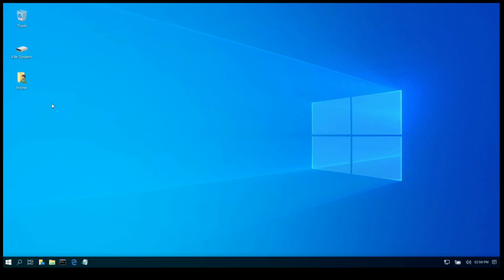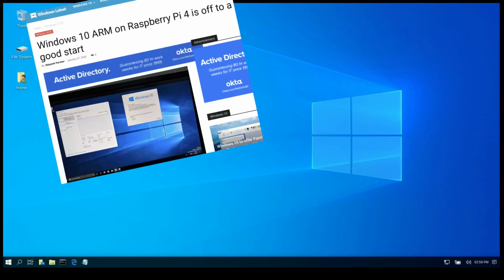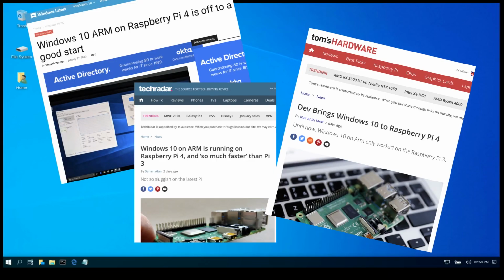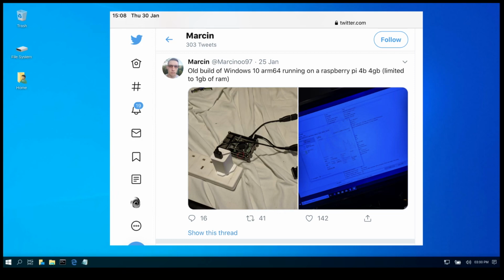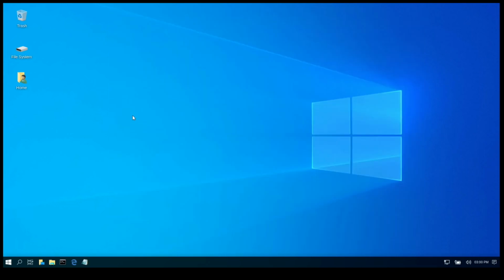Okay, so recently there have been many articles written about Windows 10 running on the Pi 4. It is early days and currently runs on 1 gig of RAM. Even so, Marsan on Twitter reports that it's already running much better than the previous build running on the Pi 3. He was the one who ported it over to the Pi 3 previously.